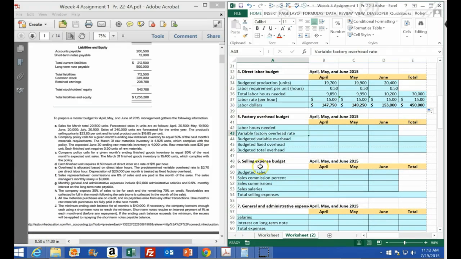Then we're going to take a look at the factory overhead budget. So we have E says the overhead is allocated based on direct labor hours. So remember, that means that we're using direct labor hours to try to figure out how to allocate the overhead. And so overhead doesn't directly deal with direct labor hours. It deals with the labor hours in order to help us to allocate. We have a predetermined overhead rate of $270 per direct labor hour.